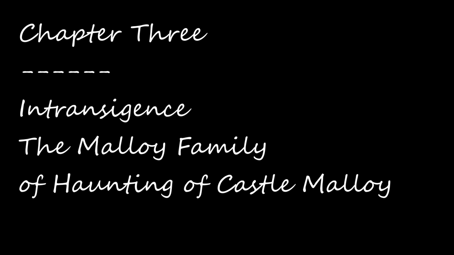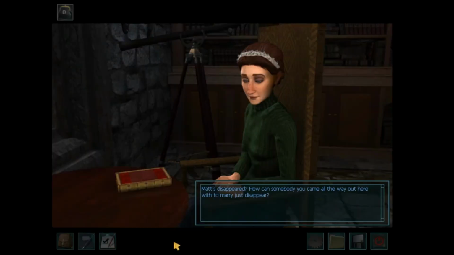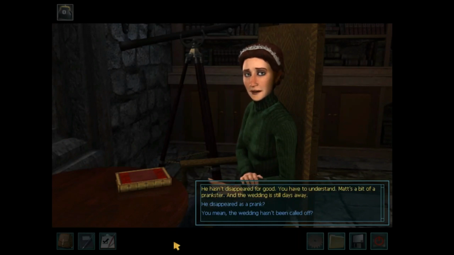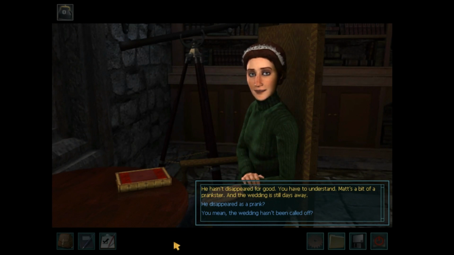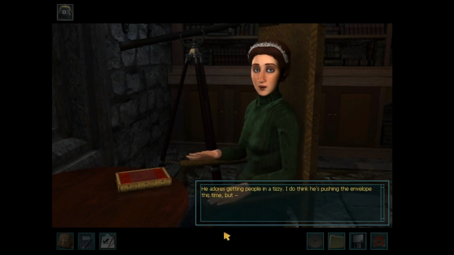Chapter 3, Intransigence, the Malloy family of the Haunting of Castle Malloy. Intransigence essentially equates to stubbornness, a refusal to change one's views on something or a refusal to agree. We see this within all the characters of this game. Kit refuses to believe that Matt is missing, and will accept no theory other than that he got cold feet. Denal refuses to believe that Matt was not in fact kidnapped by the Fairfolk.